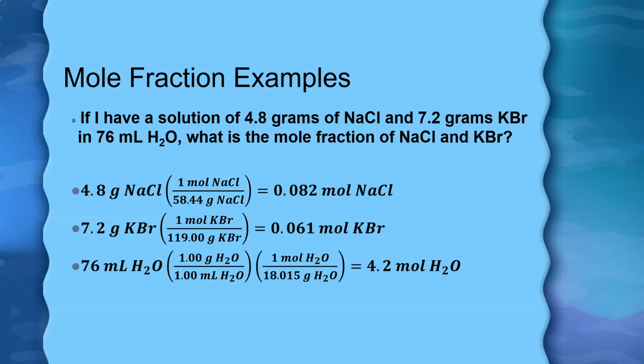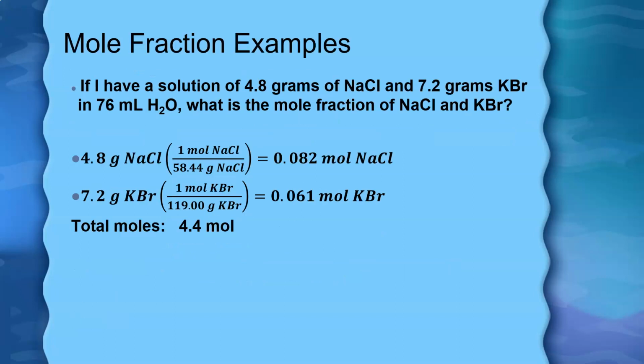I only have 2 significant digits. And also, since I only have 2 significant digits, I can really only have 1 decimal place here. So 4.2, add those other 2 in, and I get a total of 4.4 moles. And that's going to be the denominator of my mole fraction for both NaCl and potassium bromide. So let's go ahead and use that and we'll get our mole fractions.